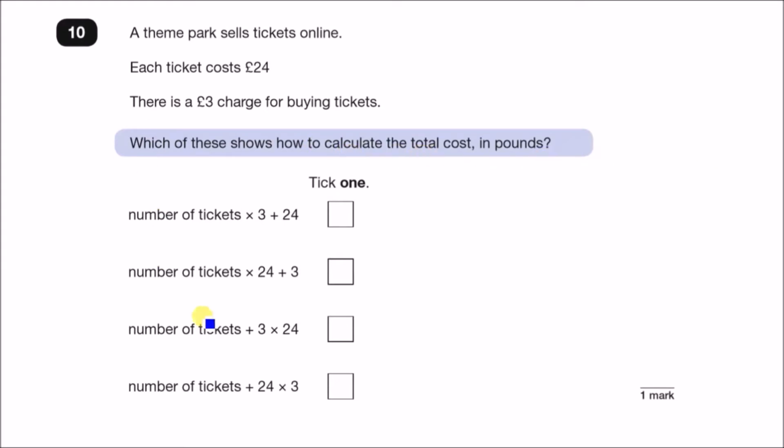Okay, before we even look at this, let's see if we can figure this out before we see the answer. It tells us that each ticket costs £24. So this is basically the number of tickets, let's call it T, times 24. If you had 2 tickets, it would be 2 times 24. 5 tickets, 5 times 24. And then there is a £3 charge for buying tickets. This is a one-off, so we're just going to add a 3 to it.